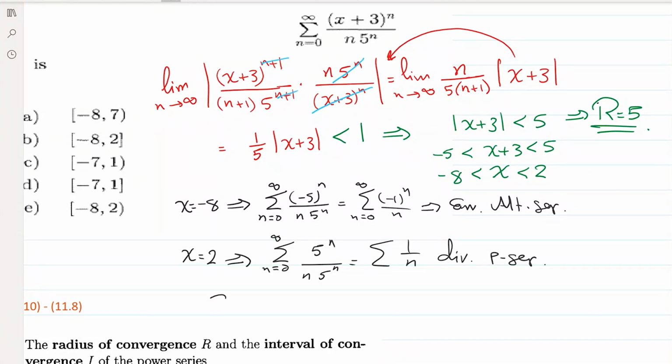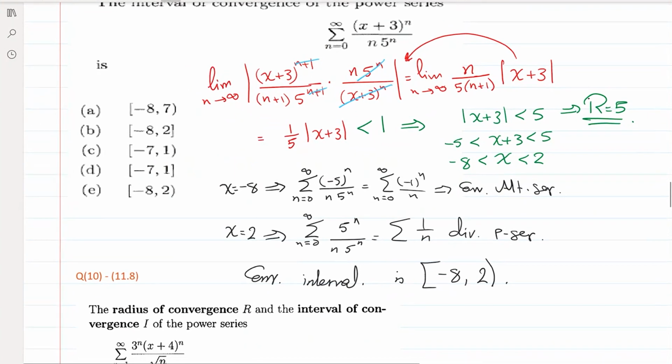So the convergence interval is just between -8, which is closed, and up to 2, which is open. So be careful, guys, not to make the same mistake and choose B. No, it is E. It is E. You will find both of them there. So you need to be careful about the end points. Is that clear?